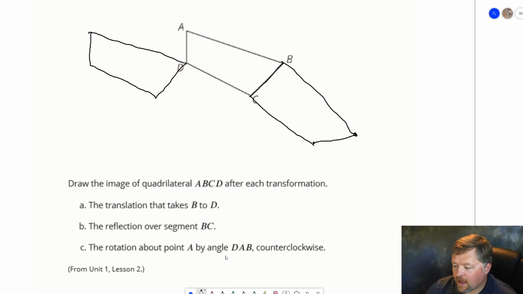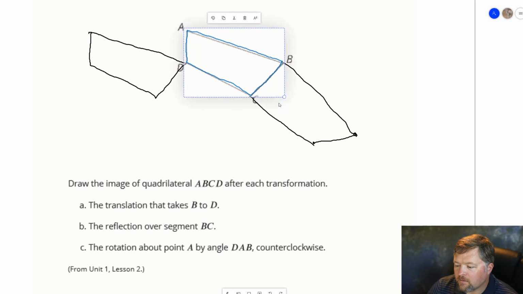Rotation about point A. So we're rotating about A by angle DAB, counterclockwise. Make this one a new color. So there's our figure. We want to rotate around point A by angle DAB, which is this much.